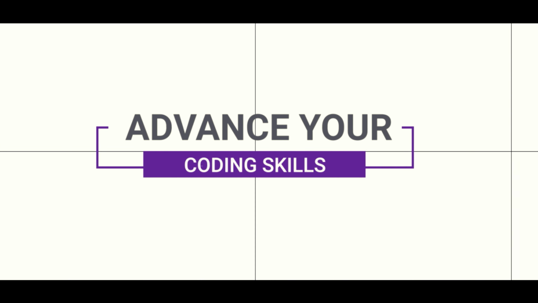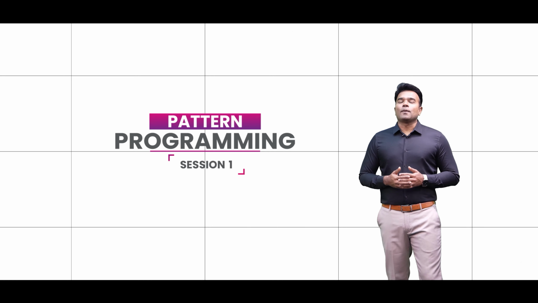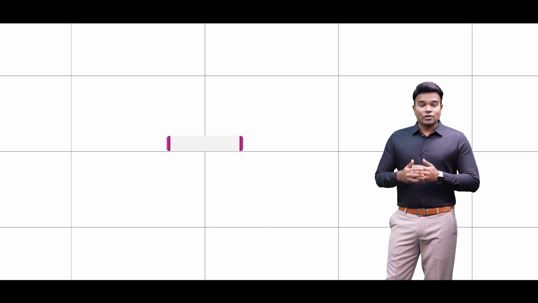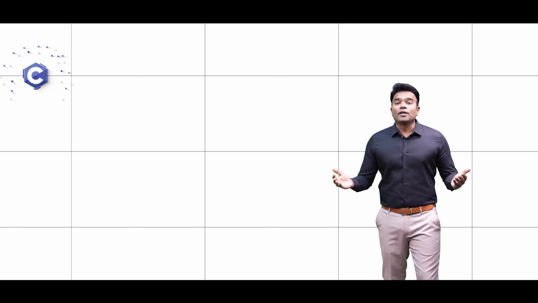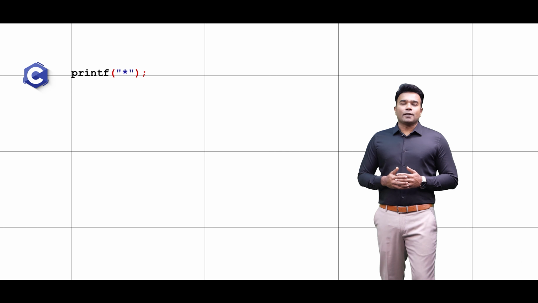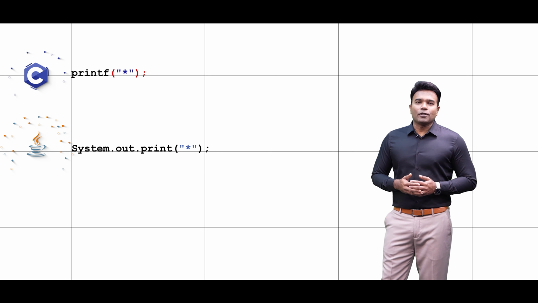Hello and welcome to this session, and in this session we shall begin our journey of pattern programming. In this session, particularly to start with, I would wish to tell you how you can print a star on the screen. Well, in C language, this is the line of code that shall help you print a star on the screen. In Java, this is the line of code that shall enable you to print a star.